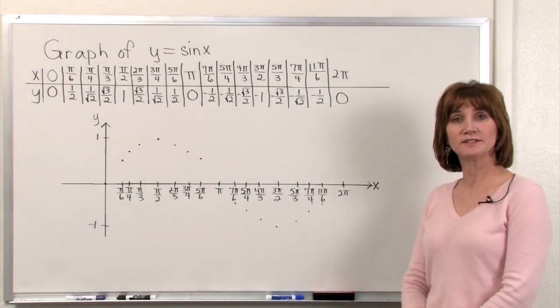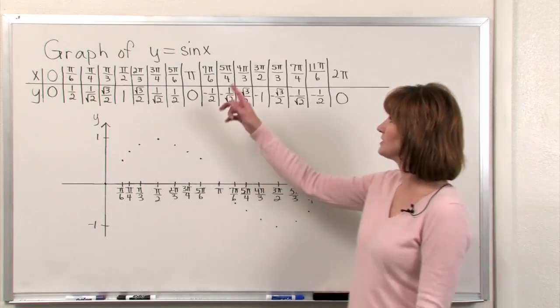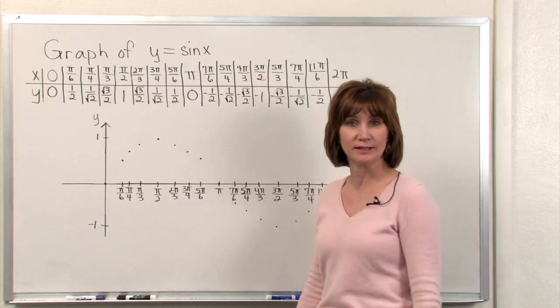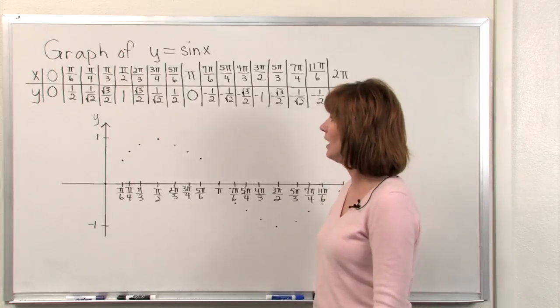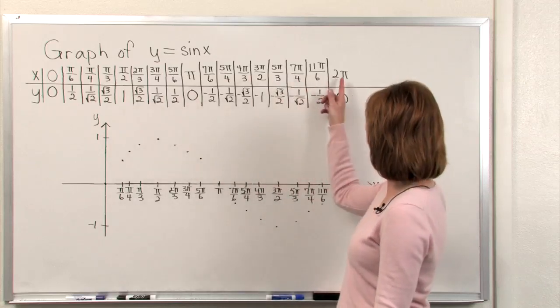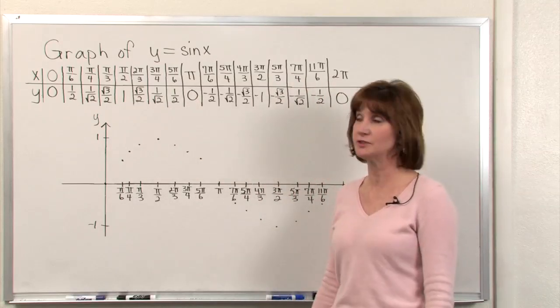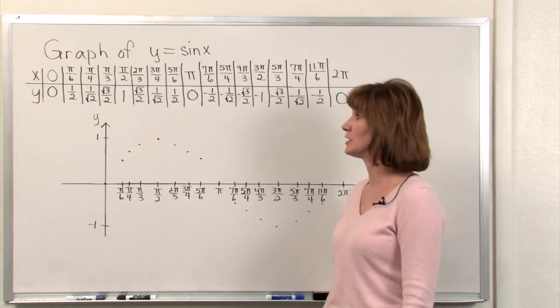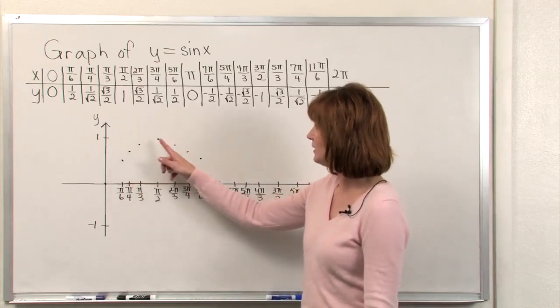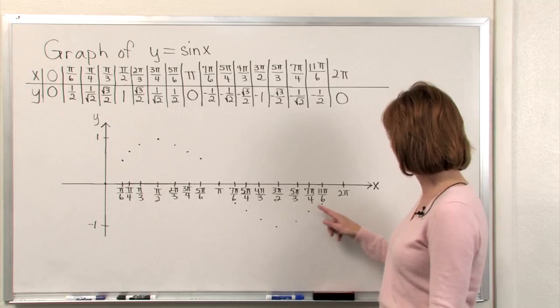Let's explore the graph of the sine function, y equals sine x. Here I've made a table where x is the angle in standard position and y is the value of the sine function. Notice that all the angles in my table are special angles, so you should be able to determine all these values on your own. Then I plotted all the ordered pairs, as you can see.